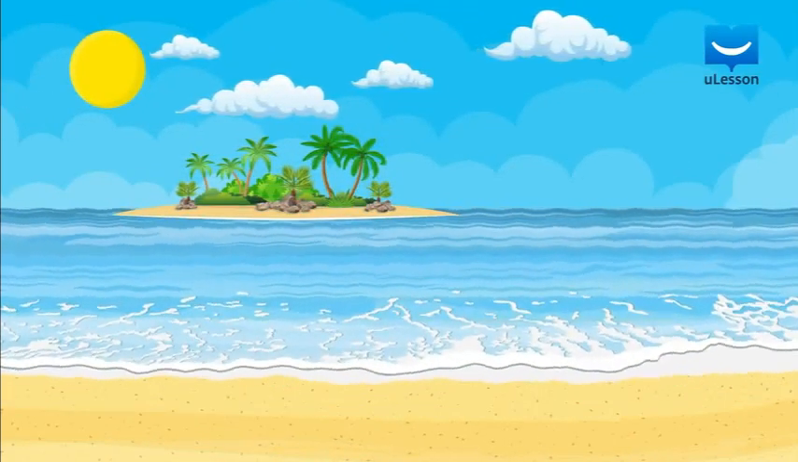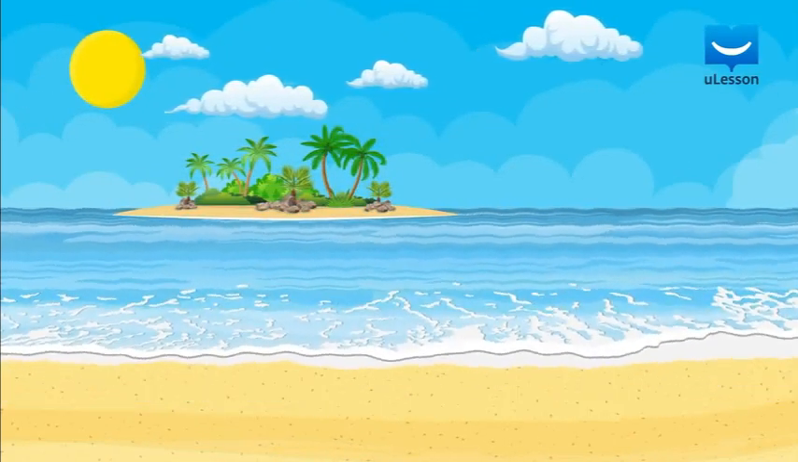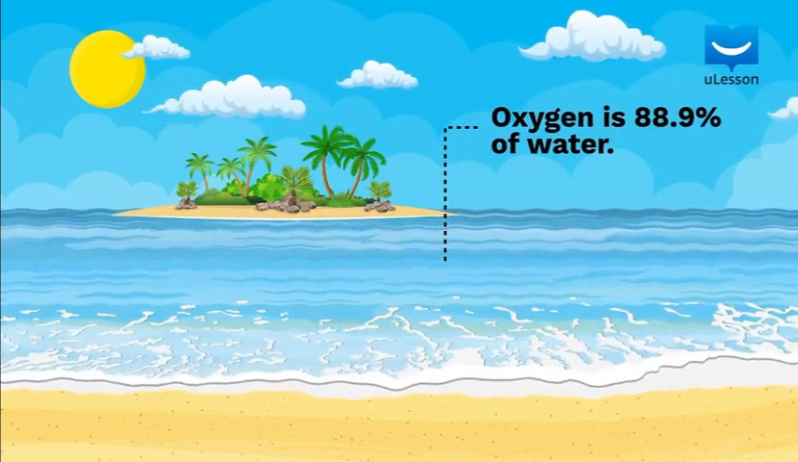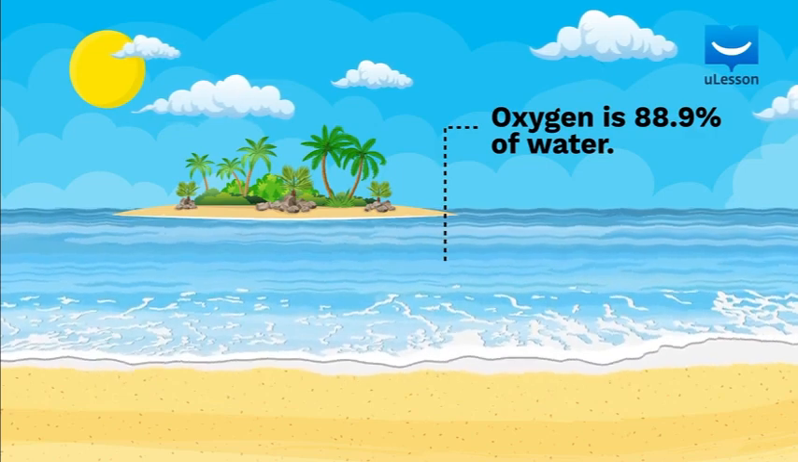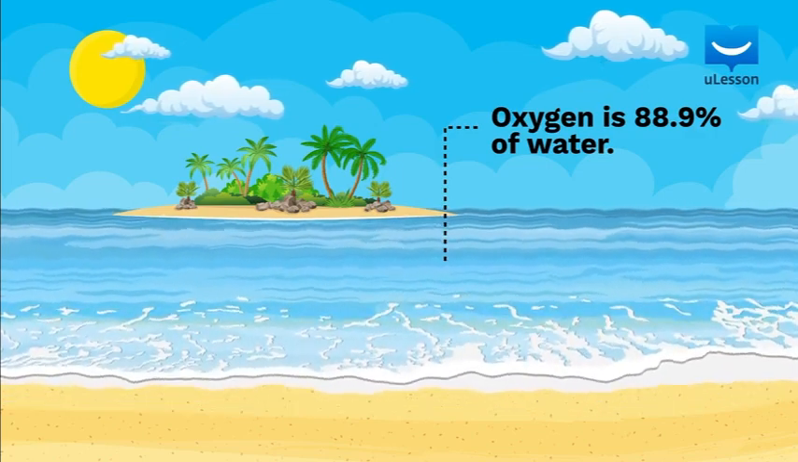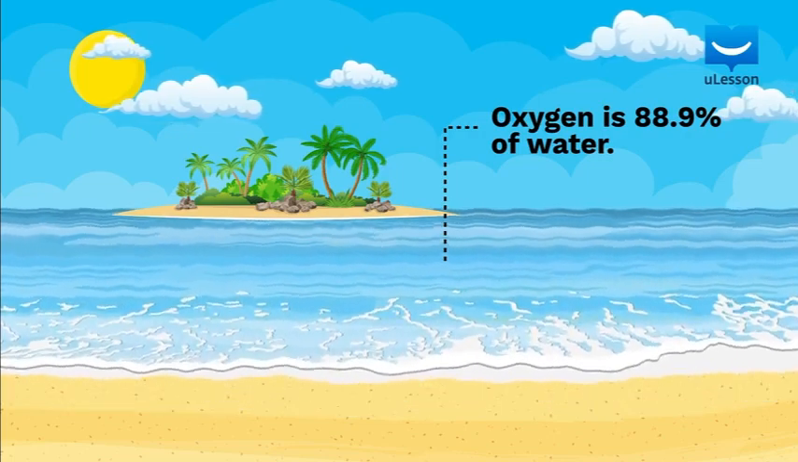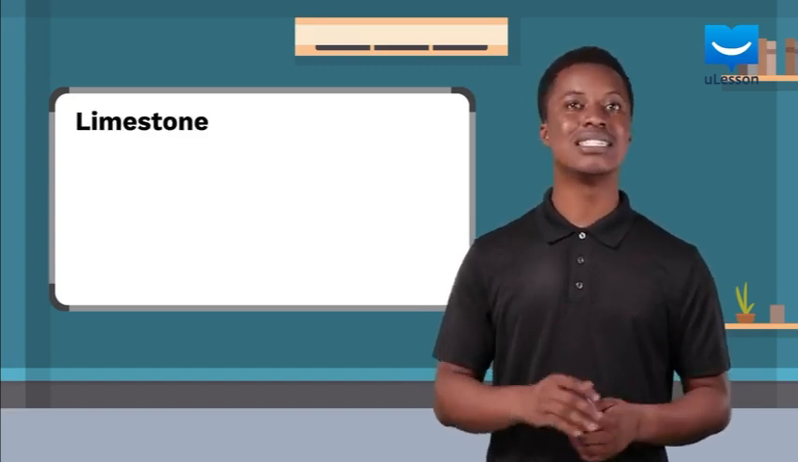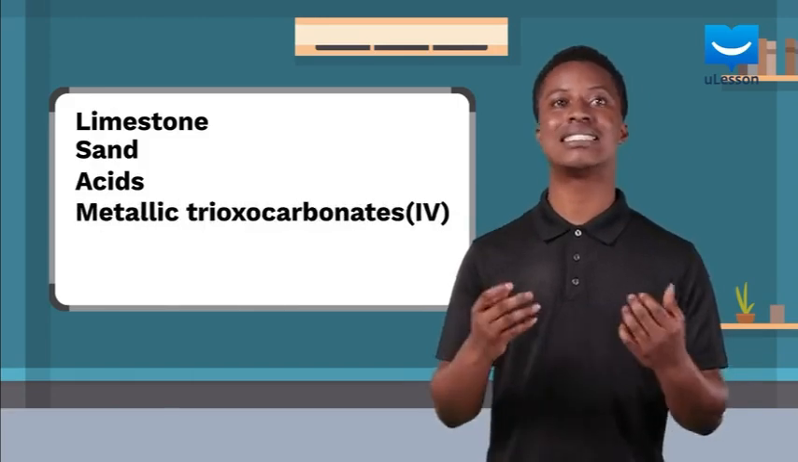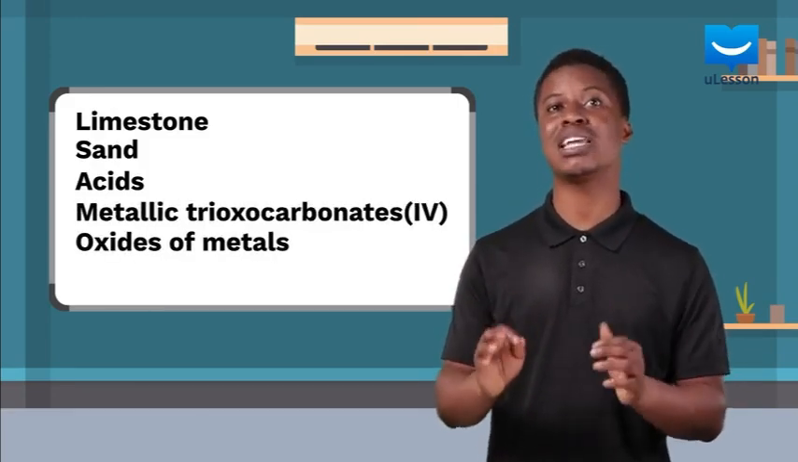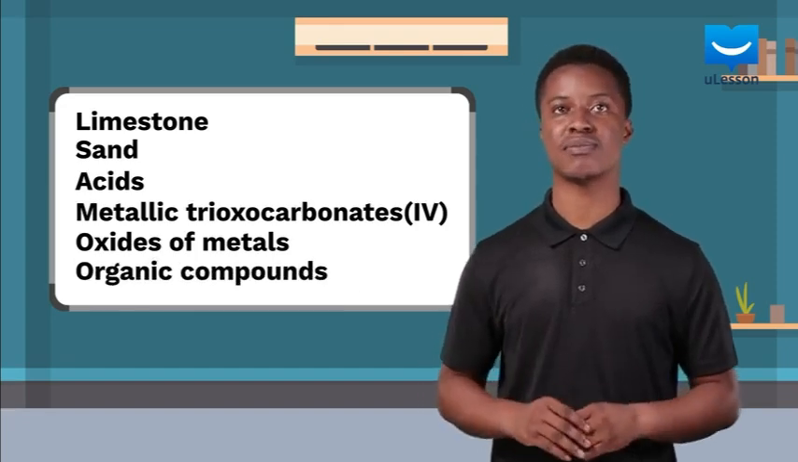Oxygen is also the primary substance in water. By percentage mass, oxygen is 88.9% of water. So, you see, since water is the most abundant compound on Earth, then oxygen in turn is the most abundant element on Earth. It is also present in its combined form in many substances like limestone, sand, acids, metallic trioxocarbonates, oxides of metals, and even naturally occurring organic compounds.